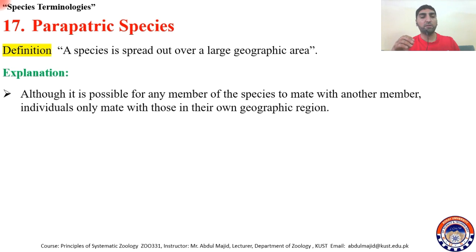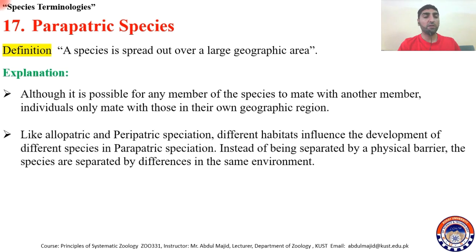Although it is possible for any member of the species to mate with any other individual, they only mate with those in their own geographic region. Like allopatric speciation, different habitats influence the development of different species in parapatric speciation. But instead of being separated by a physical barrier, the species are separated by differences in the same environment. For example, a species is distributed over a very large geographic area.